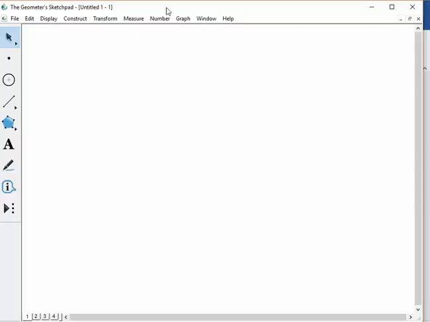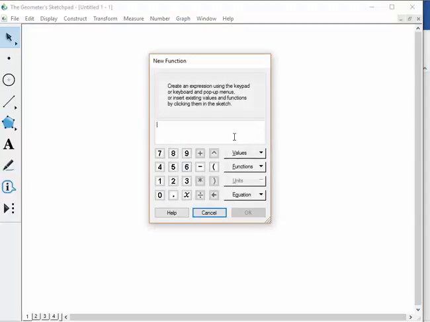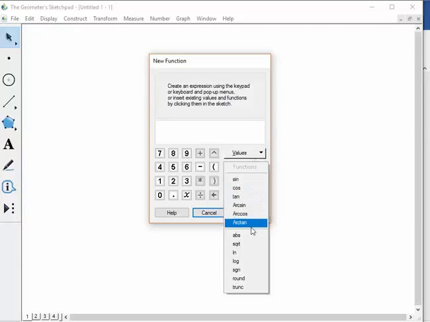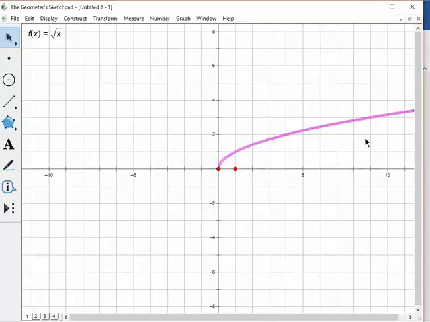Okay, I'm going to go ahead and graph, plot new function, the square root of x. To get to the square root of x, you go to the functions menu and pick square root, which is SQRT, and then just put the x in there. So square root of x is going to graph. And there it is. Looks very similar to the one that was on the sheet I was showing you.